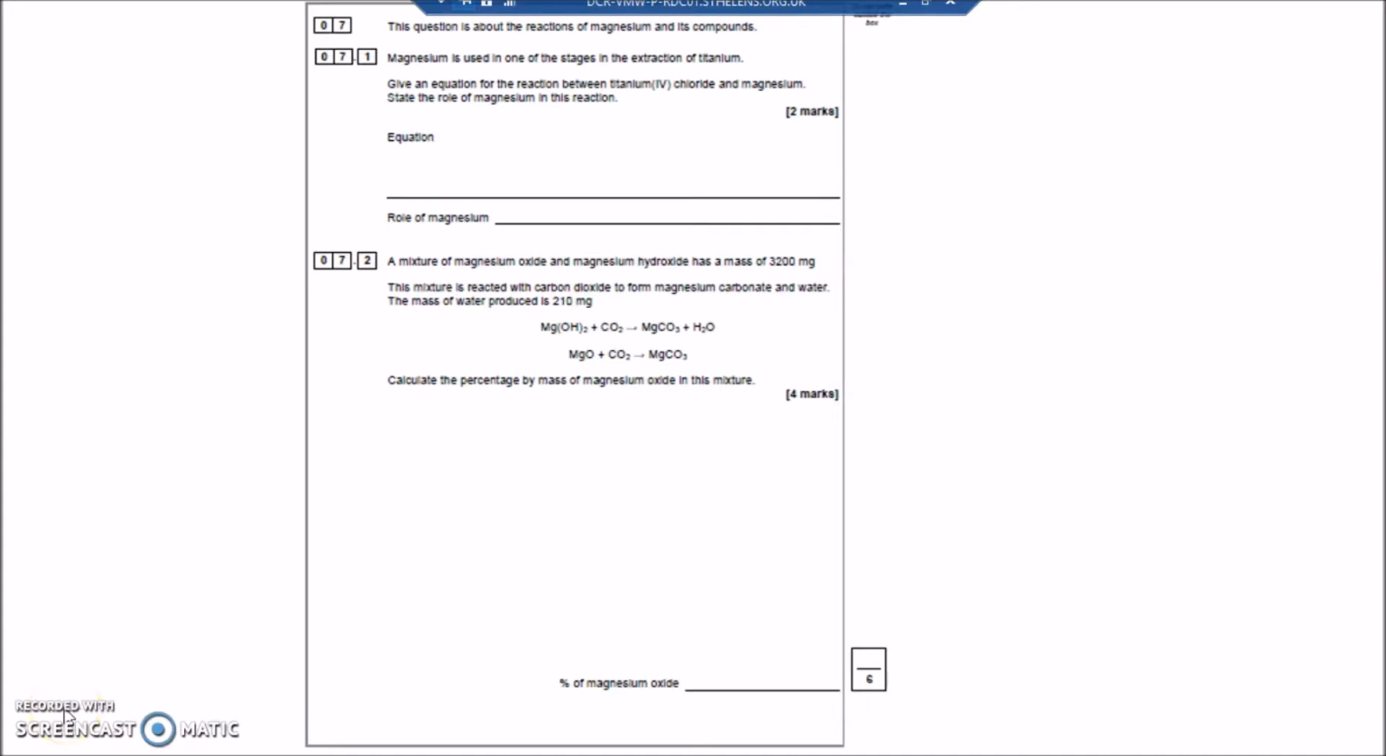Question 7.1. Magnesium is used in one of the stages in the extraction of titanium. Give an equation for the reaction between titanium 4 chloride and magnesium. State the role of magnesium in this reaction. It's a redox question. It's asking you about reduction and oxidation.